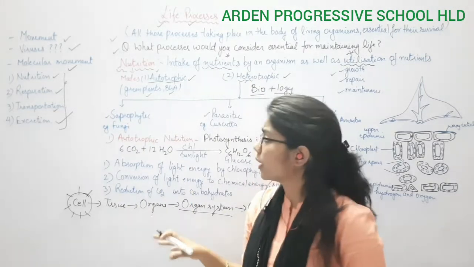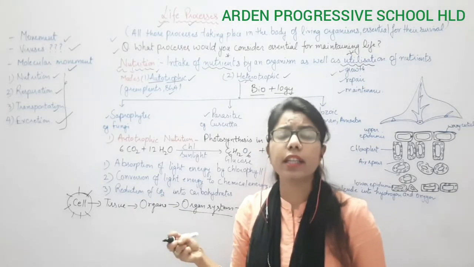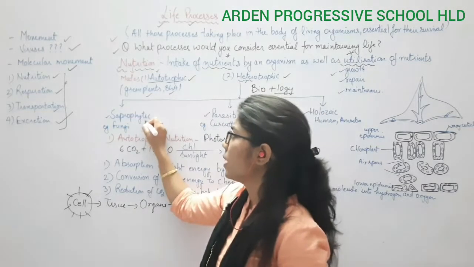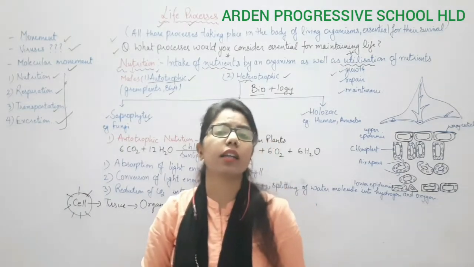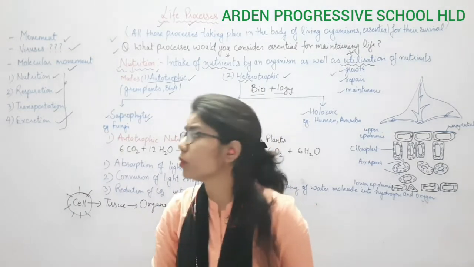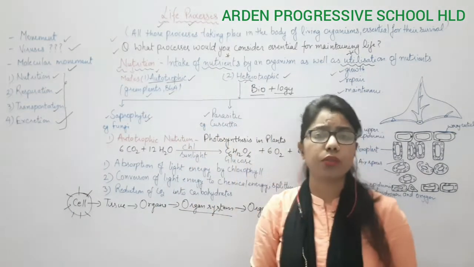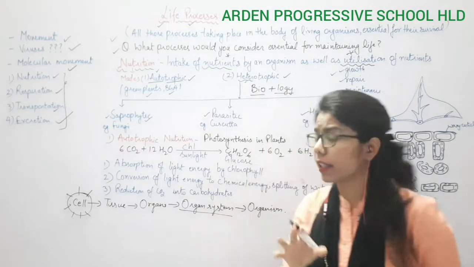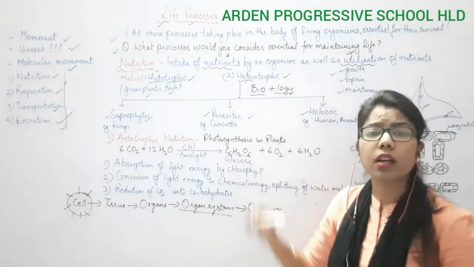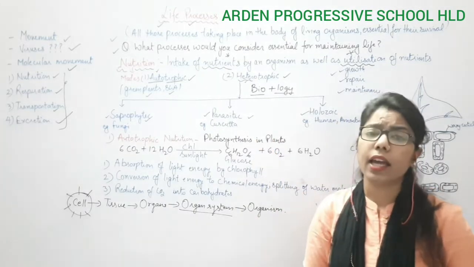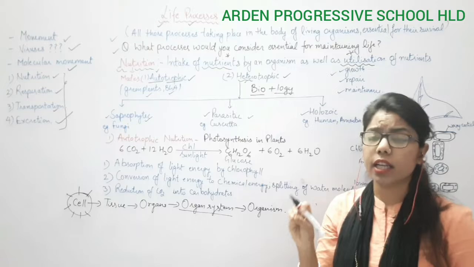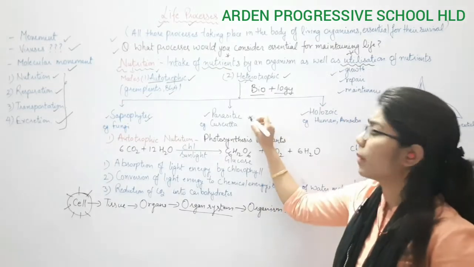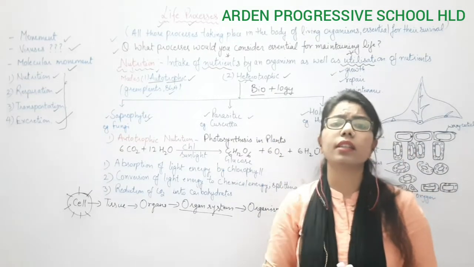Okay, so they are taking their nutrition from the dead and decaying matter, and this is known as saprophytic, and examples are fungi. Then comes the parasitic mode of nutrition. In this type of nutrition, the organisms take their nutrition from the host cell. The organisms which attack the host cell are known as parasites. So two terms are there.